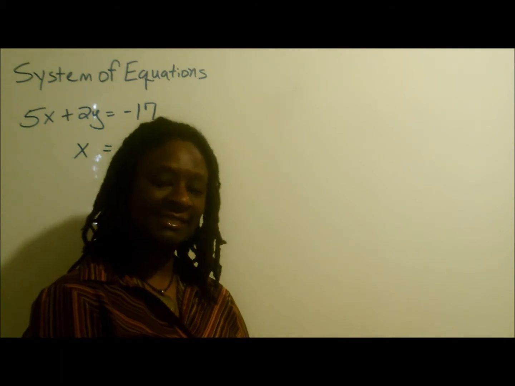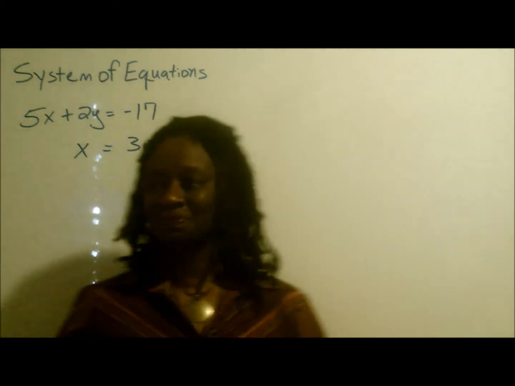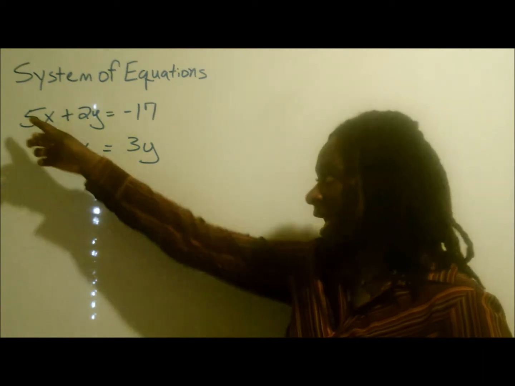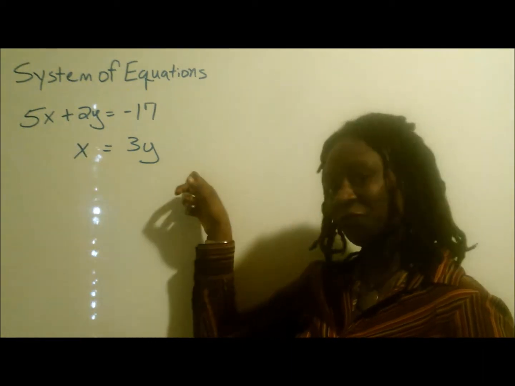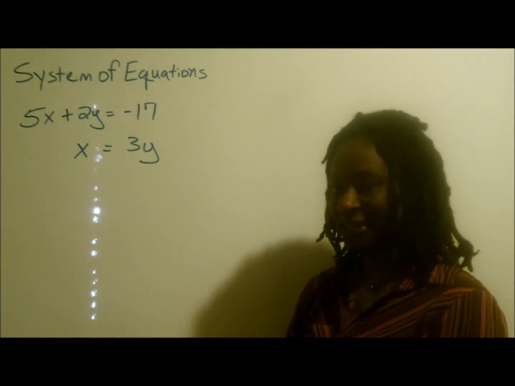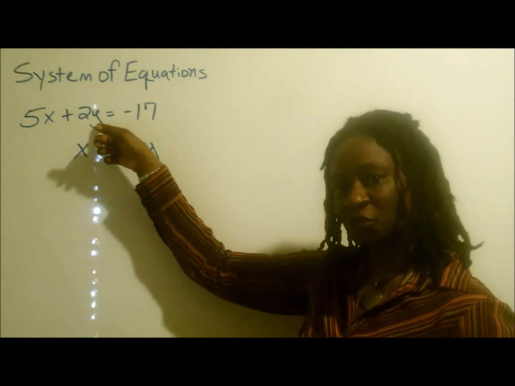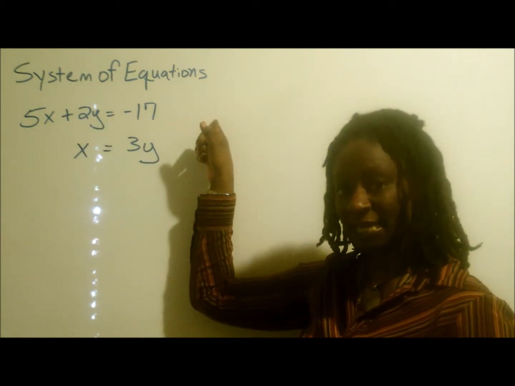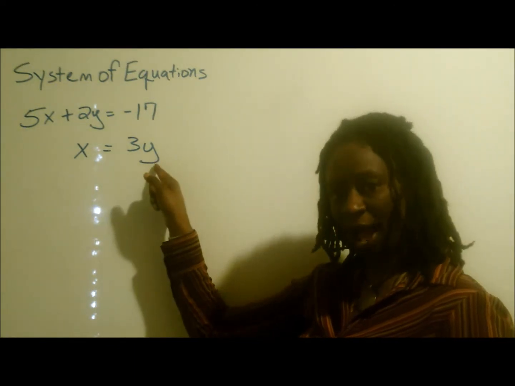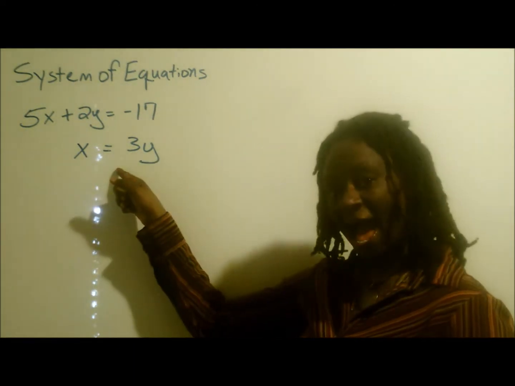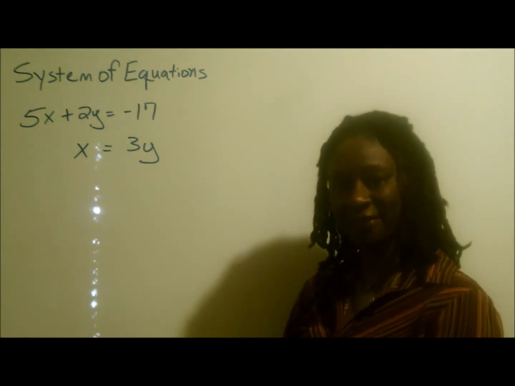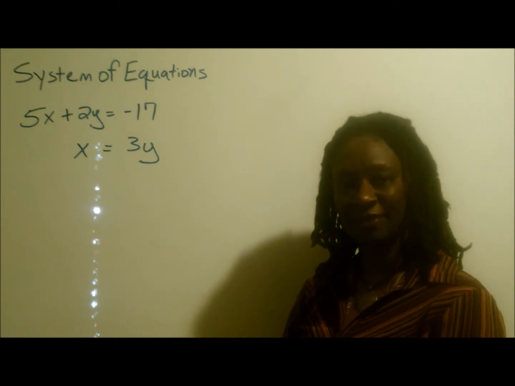How to solve a system of equations. Here we have a 2-by-2 system because we have two equations and two variables that we're solving for. Our first equation is 5x plus 2y equals negative 17. Our second equation is x equals 3y. Lucky for us, the x is already isolated, so we can use the substitution method. Let me show you how to do this.